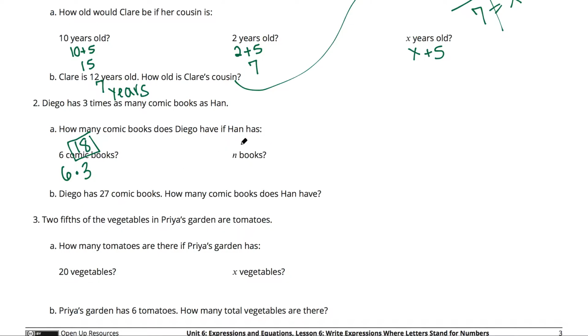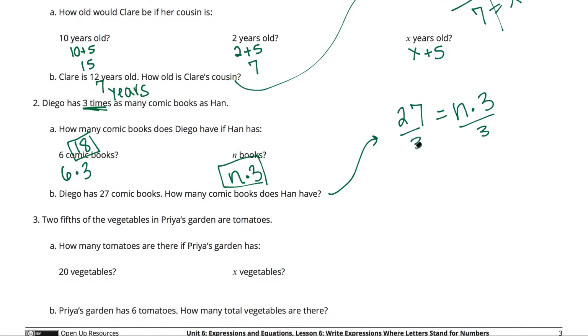What if I don't know how many? Well, it's going to be the amount I don't know times 3. It says right here, 3 times. So if Diego has 27, that'll be equal to n times 3. If I want to solve this and get n by itself, I'm going to divide both sides by 3. And 9 equals n.